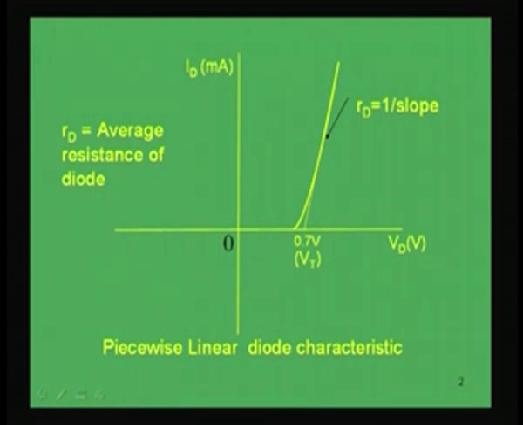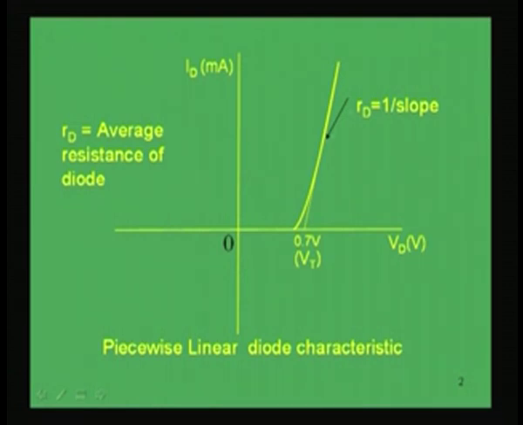The average resistance of this diode, as we know, is the reciprocal of the slope. The slope is actually y by x, and we will find the average resistance by taking its reciprocal, because it is voltage by current. Now, this average resistance of the diode is to be known. If we know two operating points, then we can find this out. So, now we will be approximating this as a piecewise linear characteristic, where this average resistance of the diode is to be found out.